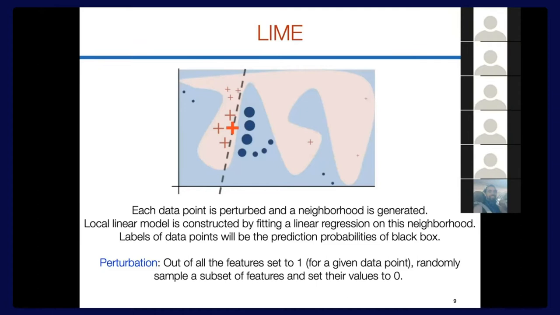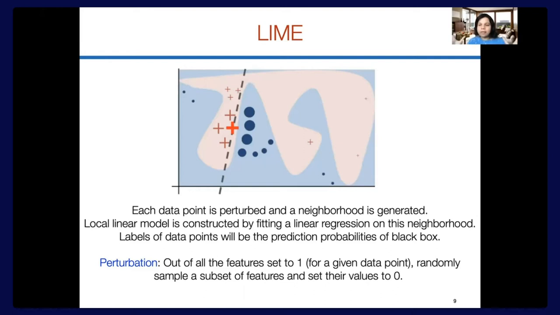And how do you do the perturbations? There are, of course, different ways. If the features are continuous, you can take a point, add some Gaussian noise, and then generate a neighborhood. But what is proposed in the LIME paper is that they think of all features as binary features, or at least they can binarize them. And each feature has a value of 0 or 1.